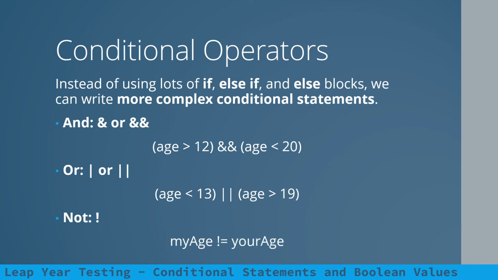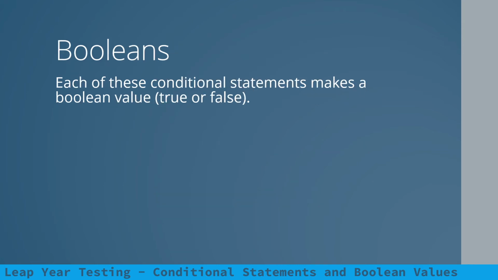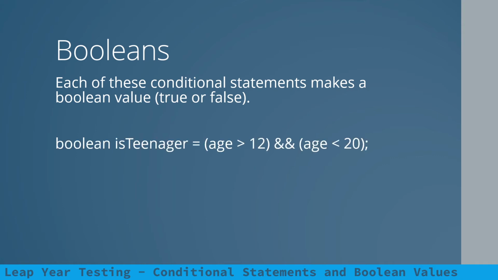So for example here, I can check to see, is my age not equal to your age? You can see that's the opposite of using the two equals signs. The equals equals would compare to see if we are the same age. This will compare to see if we are not the same age. If we're not the same age, this statement would be true. So each of those conditional statements makes a Boolean value, a true value or a false value.